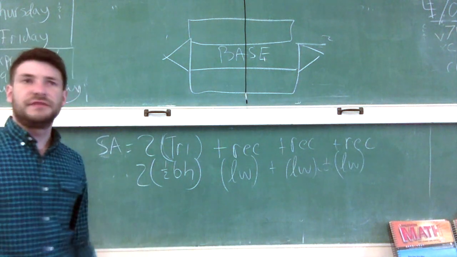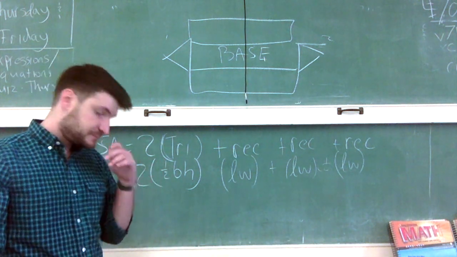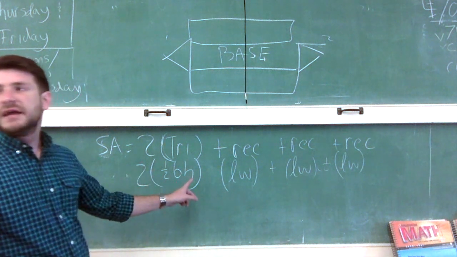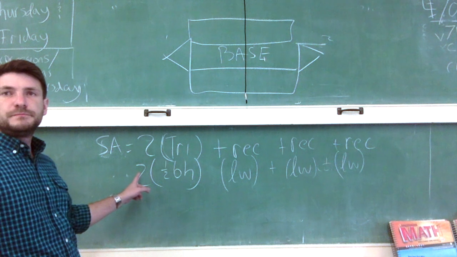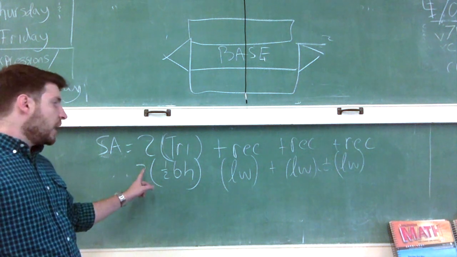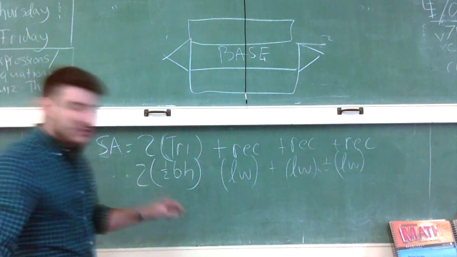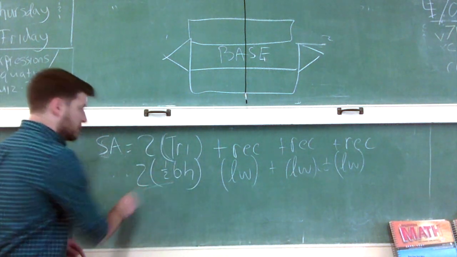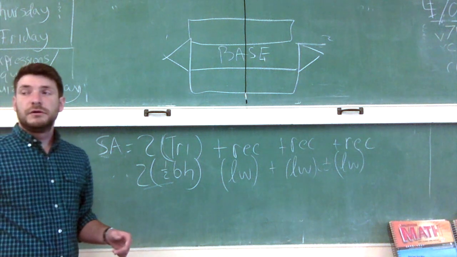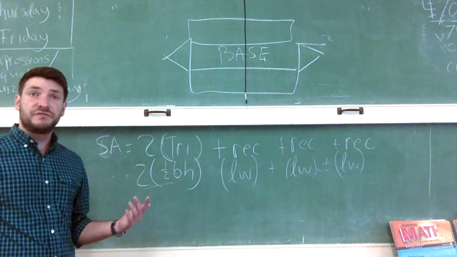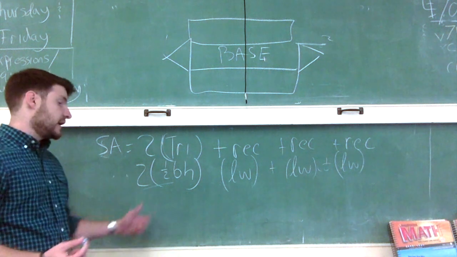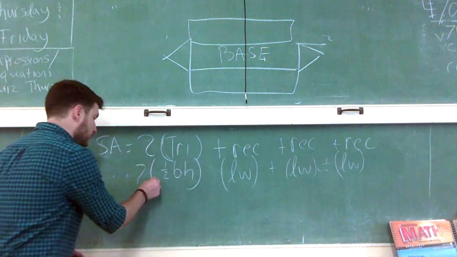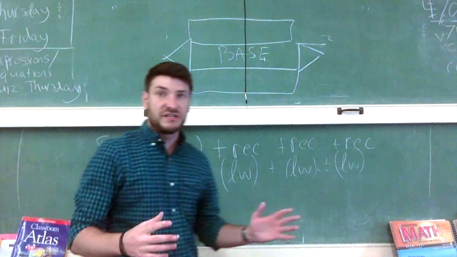Now I'm going to show you a shortcut that may work for some of you, it may not. Notice how we're taking 1/2 base times height, or multiplying it by 2. So, in actuality, these two cancel each other out. If you want to figure it that way, if that's easier for you, you can do that, as long as you understand why. Because 2 times 1/2 is 1. But we're not going to worry about that right now. Right now, we're going to solve it the old-fashioned way.